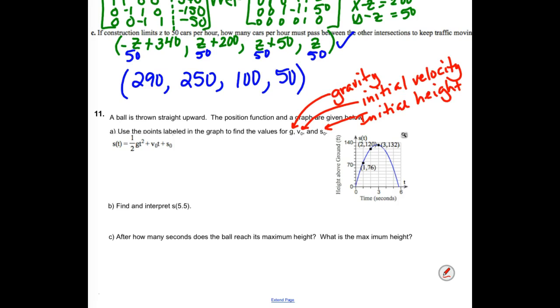Okay? This question is a lot like the first one we just did. They are giving you 3 ordered pairs. They're giving you a basic equation to dump those in. You're going to write 3 equations and set up your augmented matrix. Okay? Then go ahead and do RREF. Figure out what your values for G, V sub 0, and S sub 0 are, so you can dump them back into that equation. All right, go ahead and try that.